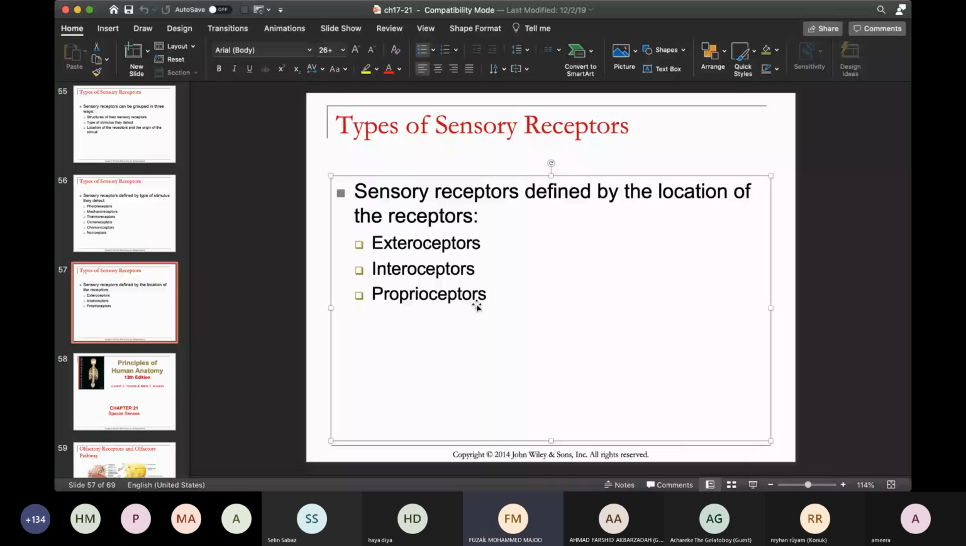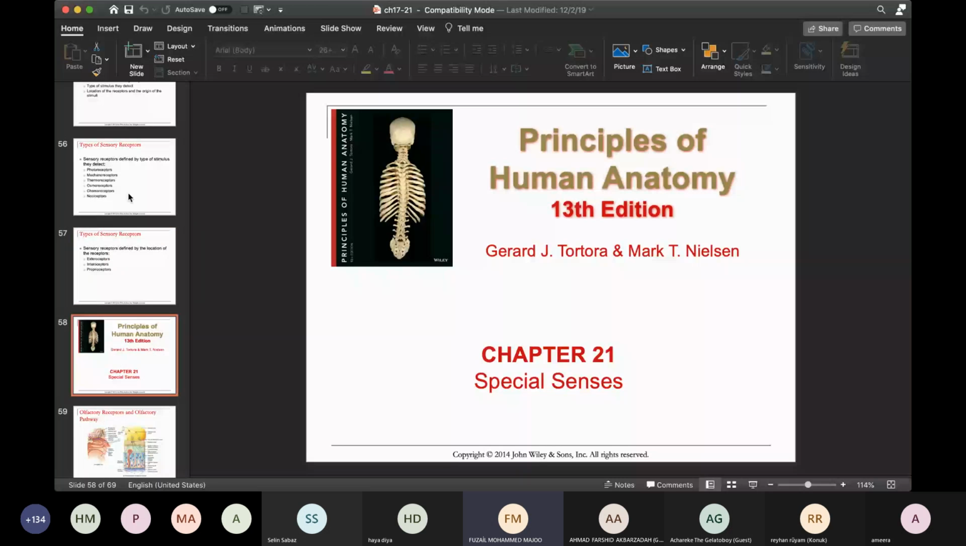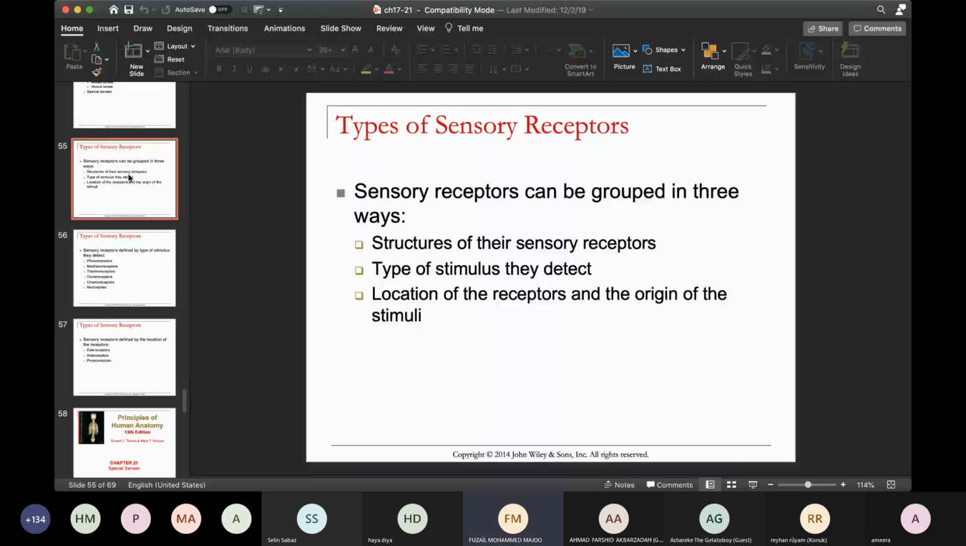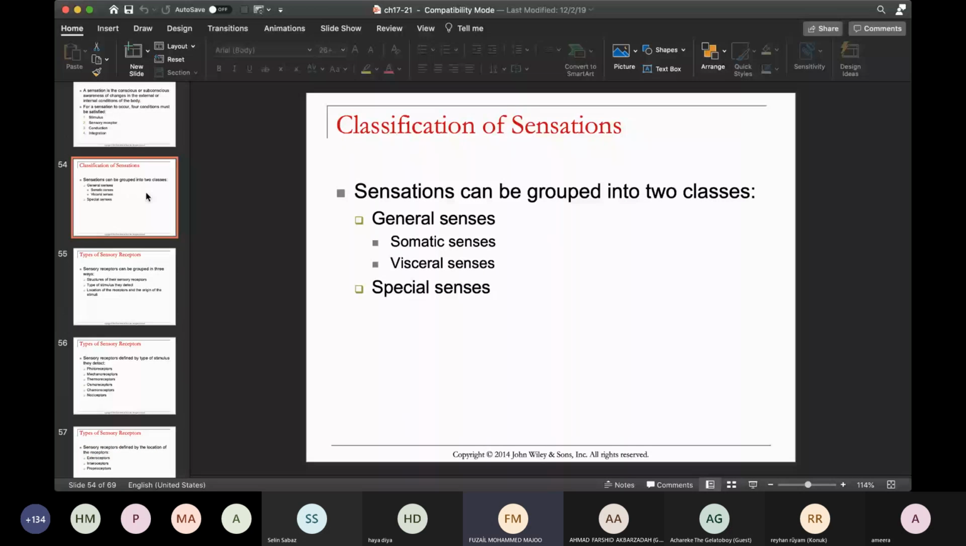All right. Lastly, we move on to chapter 21. This goes over the special senses. We talked about the special senses earlier on. We said they are taste, vision, smell, hearing, and also equilibrium. So these are your special senses, and this is what this chapter covers.